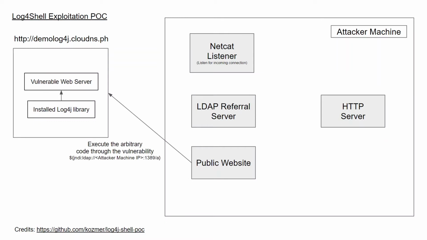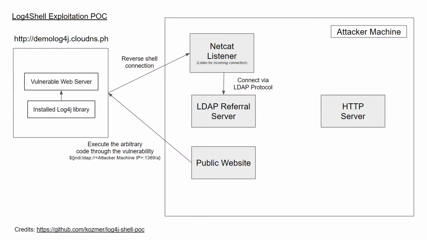As you can see here, it's called JNDI LDAP. JNDI is the Java API. LDAP is referring to the LDAP referral server, and you see the attacker machine IP because he wants to connect back to the attacker machine. And we have the listening port on our temporary server, which is 1389. Now, once that is executed, it will connect via the LDAP protocol to the LDAP referral server.